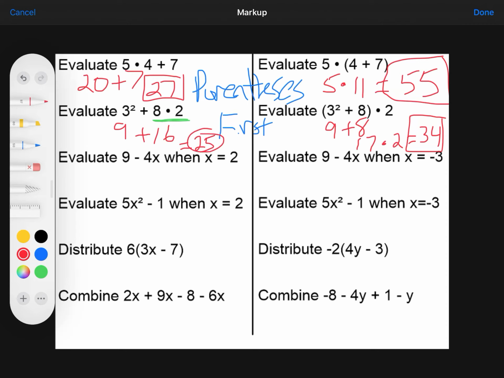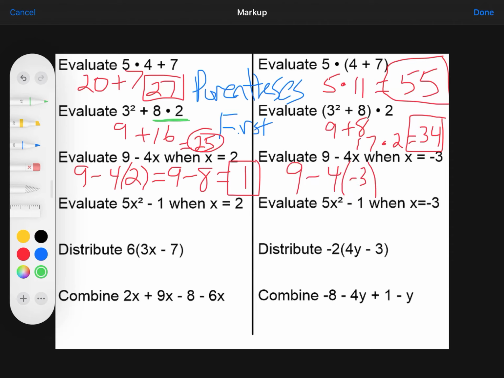Okay, like we did on the first page, substitution is very easy. Just remember order of operations. You do have to multiply first, 9 minus 8, not 9 minus 4. You have to do multiplying first, 4 times the value of x, 4 times 2 is 8, then 9 minus 8 is 1. The thing where people get tripped up is negative numbers.